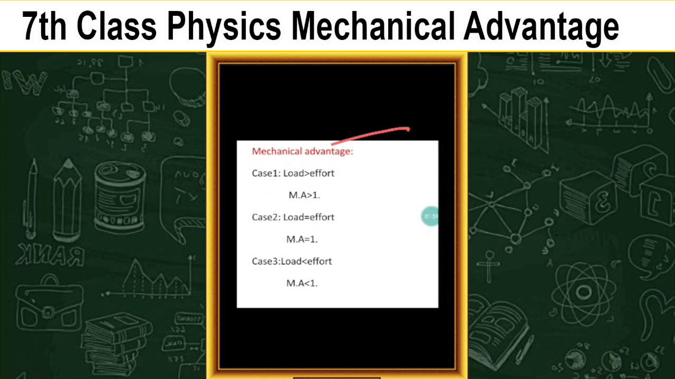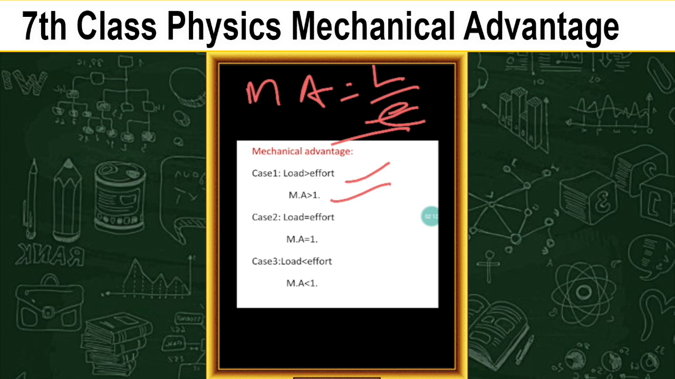Mechanical advantage has three cases. First, load is greater than effort. If load is greater than effort, what will happen to the mechanical advantage? We already know that mechanical advantage means load by effort. So if load is greater compared to effort, the mechanical advantage will become greater than 1.